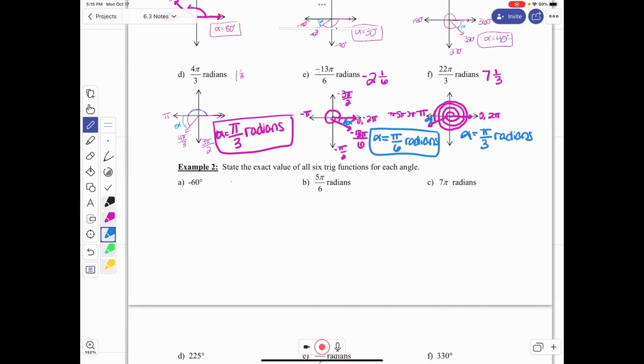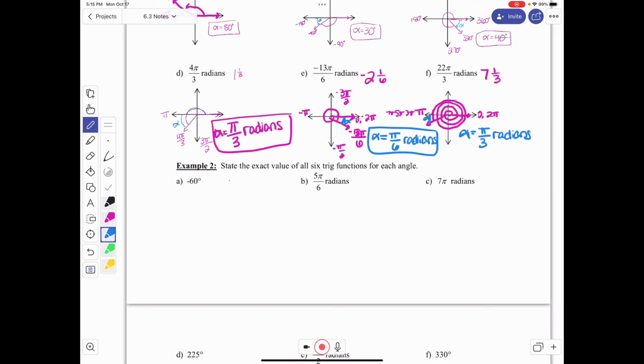All right. So on this next one, we're going to state the value of all 6 trig functions for each angle. So the first thing we have to do is figure out what the reference angle is, because negative 60 is not on our trig chart. We have 60 on our trig chart, but we don't have negative 60. So I'm just going to sketch negative 60. Well, I know negative 90 is down here, negative 60 here. Well, my reference angle is a positive 60. Okay, so that wasn't too hard to figure out.